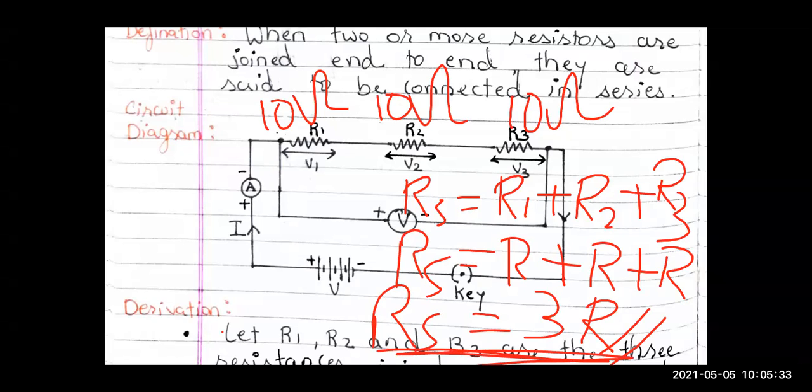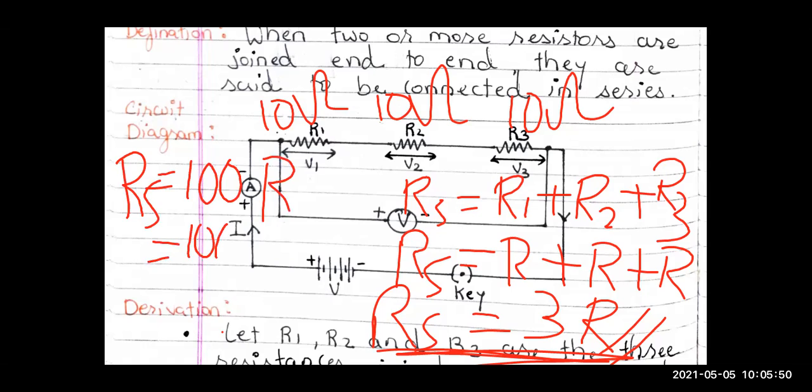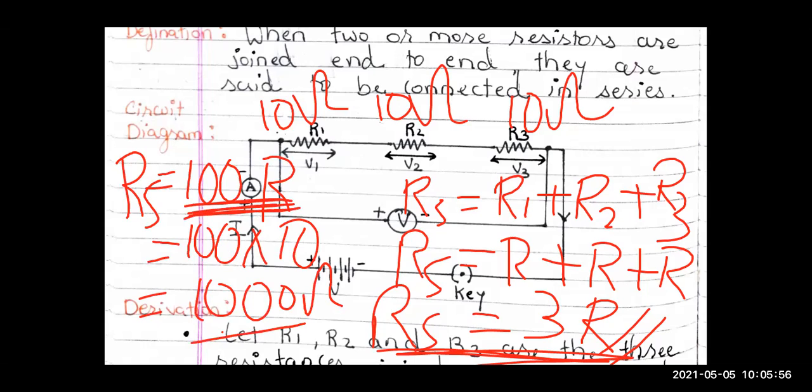If I connect such 10 ohm resistances, 100 of them in series, then my answer will be 100 into R, and we know the R value is 10. So 100 into 10 is 1000 ohm, right? So if I am connecting 100 resistances of equal resistance, then it is 100 R.